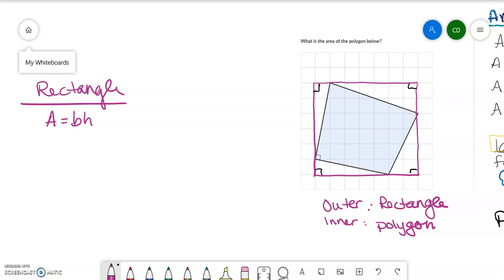So my base is going to be 1, 2, 3, 4, 5, 6, 7. That has a length of 7. And my height has a length of 1, 2, 3, 4, 5, 6. Okay, so the area for my outer rectangle that encloses my polygon is 7 times 6, or 42. And area is always square units. Okay, so that's the outside one. Check, we did that. Let's find the stuff we don't want.